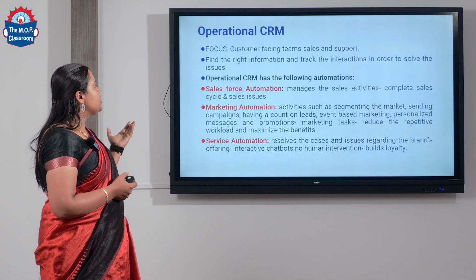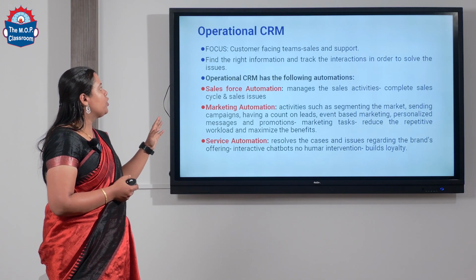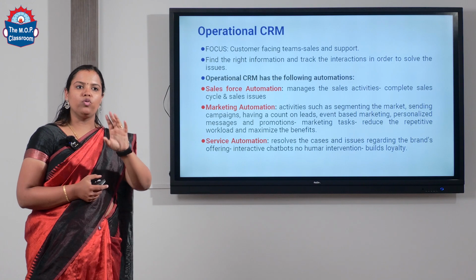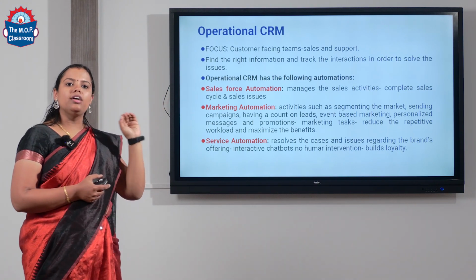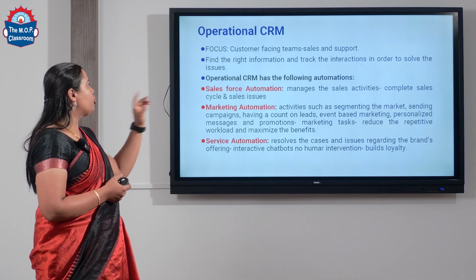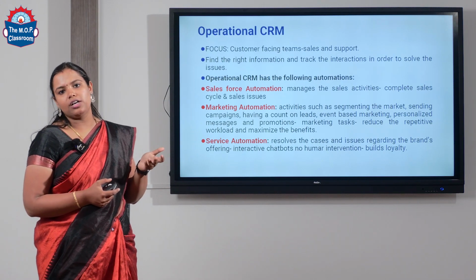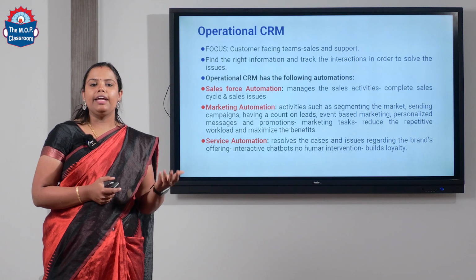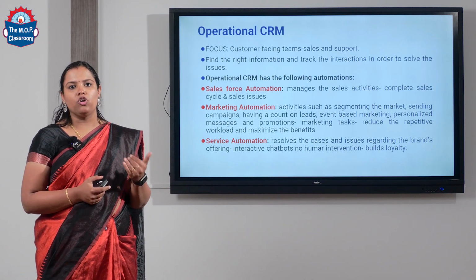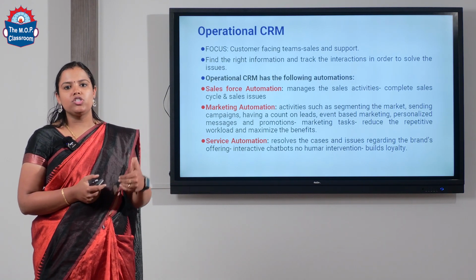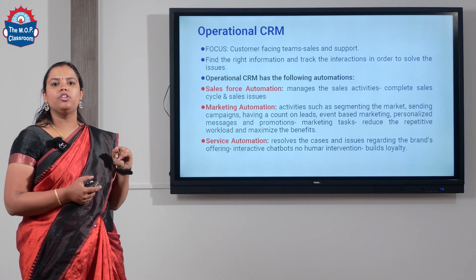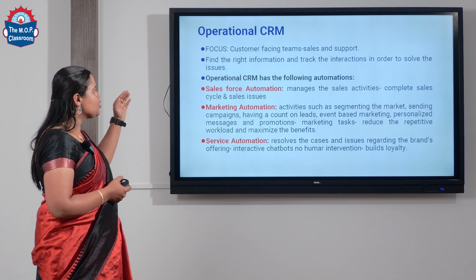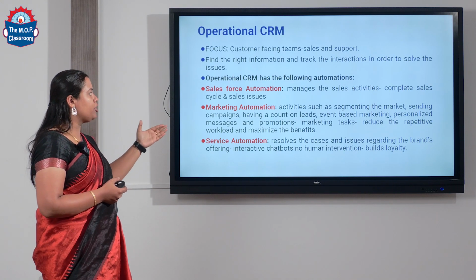Under the operational CRM, the major focus will be on the sales and the support team, where they will track the right information in order to solve issues. Today, if you're calling a customer service landline or any kind of website call, you will make sure that they are resolving your problems. That is helpful only if you have an automation rule, which is under the operational CRM. Under that also we have three automations.